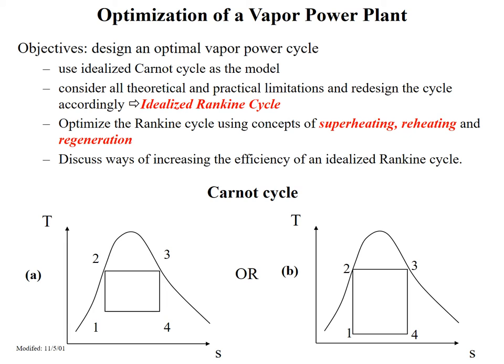For the vapor power plant, first you are going to use the Carnot cycle to study it. After the vapor Carnot cycle, you are going to optimize it. If you overcome the practical limitations and design limitations, we will generate the idealized Rankine cycle, which we'll discuss next. Then again there will be limitations in the Rankine cycle that will be overcome with the help of the superheating cycle, reheating cycle, and regeneration cycle. All this we will discuss one by one.